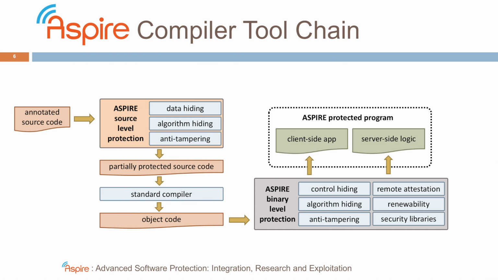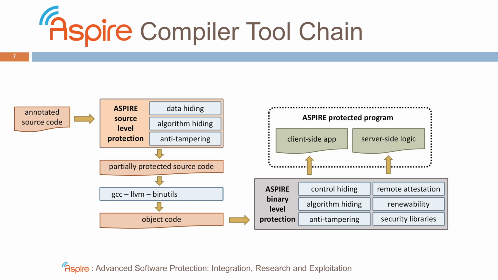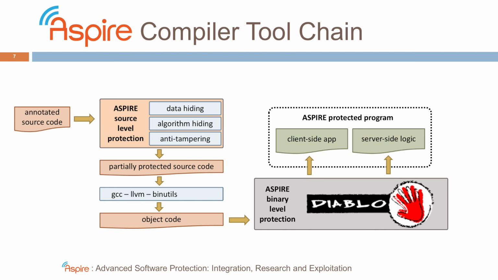Going back to this picture, if we look at the standard compiler, in our project we use GCC and LLVM and binutils, which are available to everyone. In order to let them produce enough information for the binary level processing, we developed a bunch of patches. These are very simple patches that everyone can deploy. They don't change the code that is generated, they only make sure that enough information is produced by the compiler and the binutils. And then with that information, at the binary level, we can rewrite the application, and that is done mostly in the Diablo link-time rewriter developed by Ghent University.